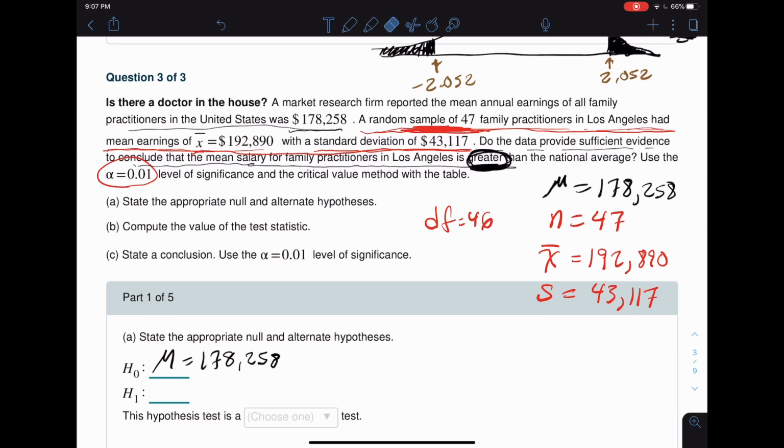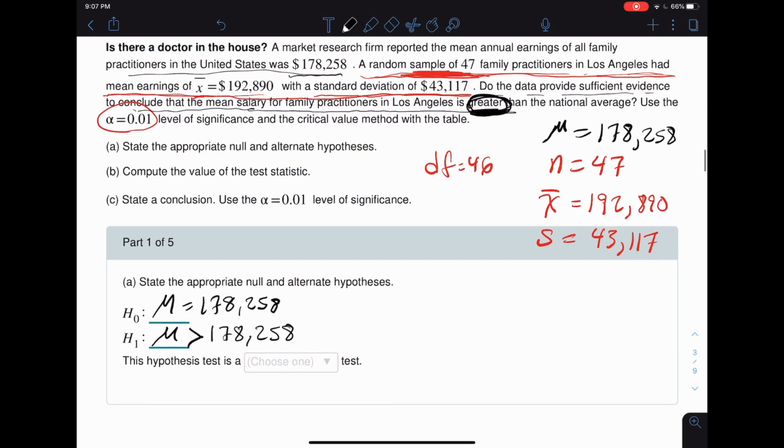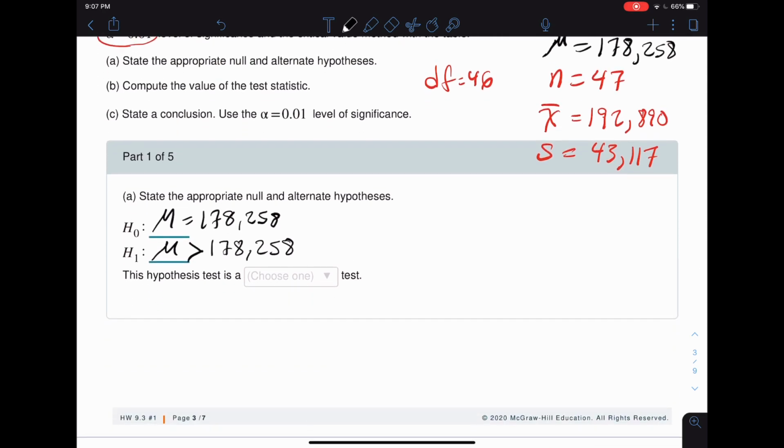So our test, darn, this thing keeps switching on me to eraser. But our test is: is the mean actually greater than this population mean of the whole country? Is the mean greater in Los Angeles? Now remember, they randomly sampled 47 family practitioners in Los Angeles. Now notice that this is a greater than symbol, which means what kind of test is it?